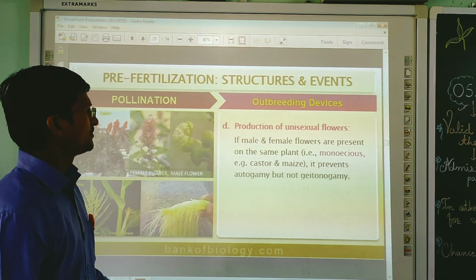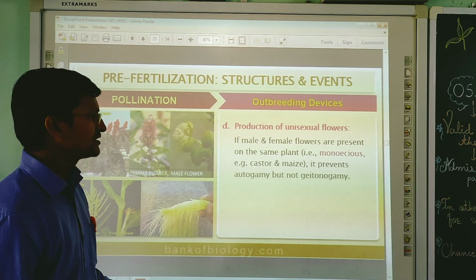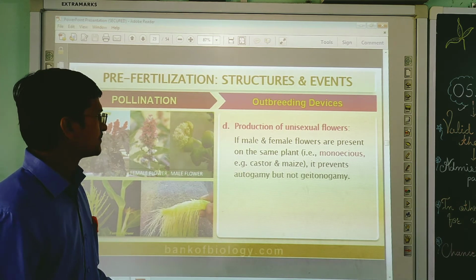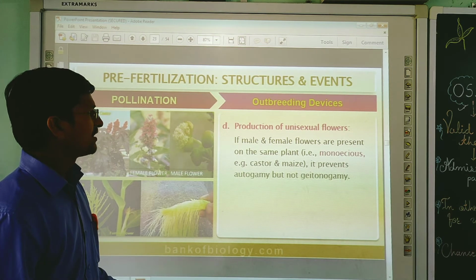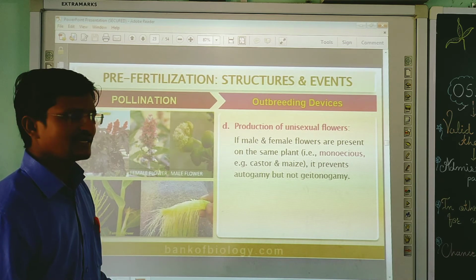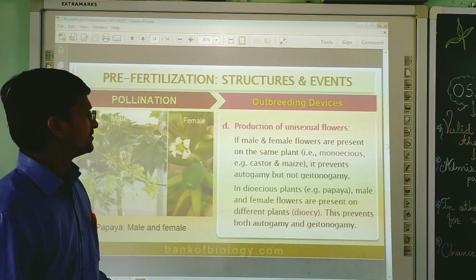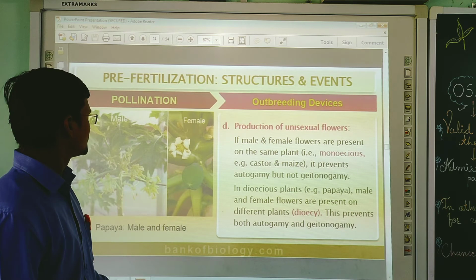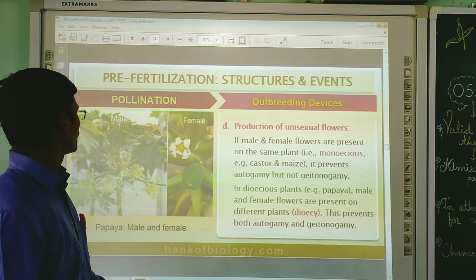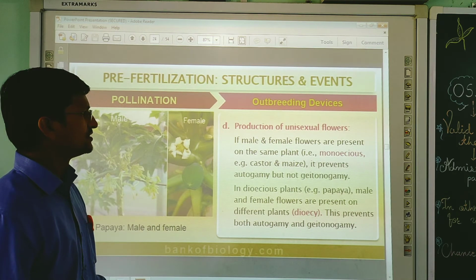The production of unisexual flowers, generally they are monoecious. The male and female flowers are present on the same plant, that is unisexual. So one by one you can see, that is papaya. Papaya, you know that. That is a unisexual flower.